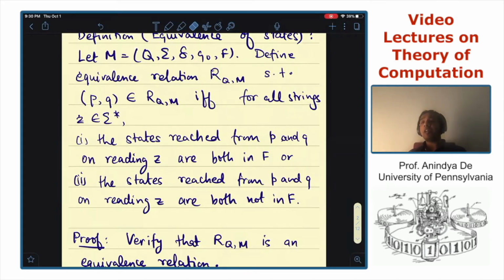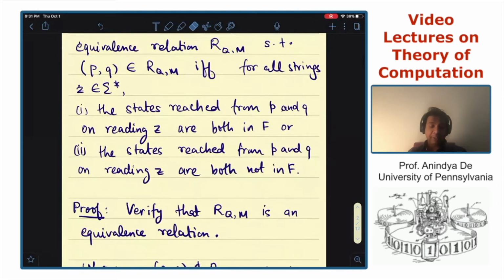But say if I give you P and Q and I ask you, are they in R_{Q,M} or are they not in R_{Q,M}? How will you verify such a thing? Because by the definition, you have to go over every string Z, of which there are infinitely many, and make sure that conditions 1 and 2 hold for every choice of Z. So while it's well defined, it's not clear how, given P and Q and the description of an automaton M, you can tell whether P and Q are in R_{Q,M} or not. And what we are now going to do is to give an algorithm to do this.